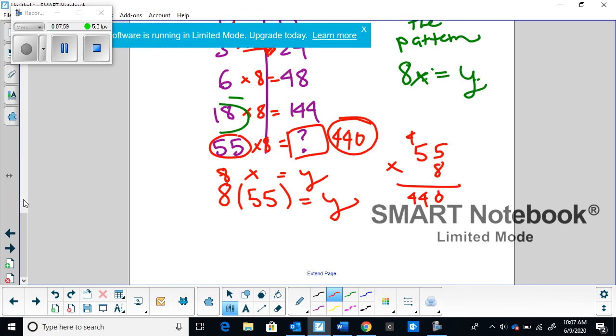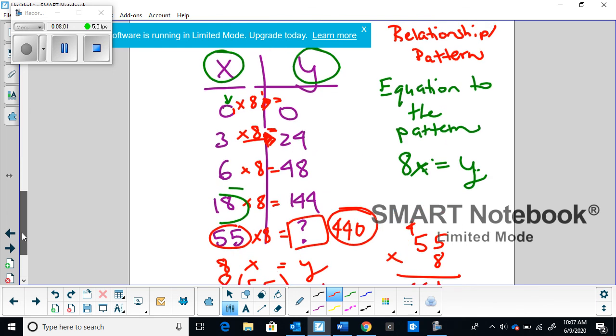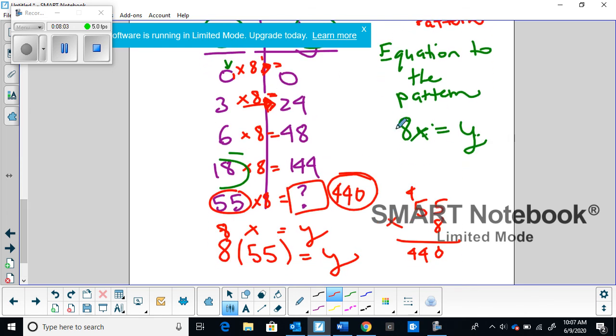So what we were able to do using this table of values is to identify an equation. We were able to fill it all in. We can now graph this table of values, determine a linear relation, and we're able to find missing values as well. So table of values is super helpful.